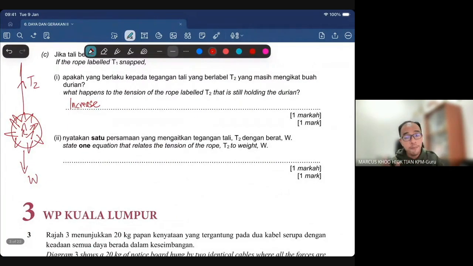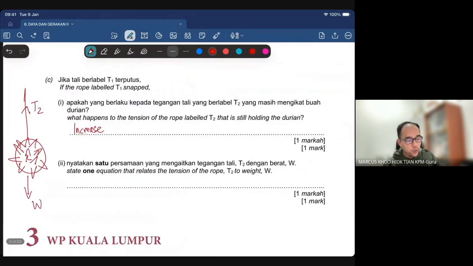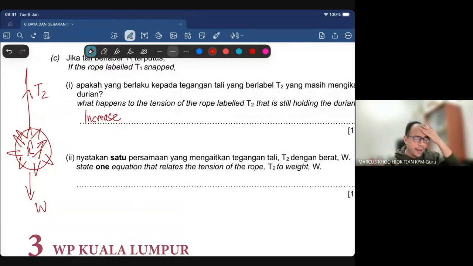So one equation that relates the tension to the rope, sorry, I drew it already over here. Please forgive my ugly durian drawing. I guess we have to assume that the durian still hasn't dropped, so it is still in equilibrium. Except now the upwards force is the same as the downwards force. So W equals T2 is the equation for this thing.